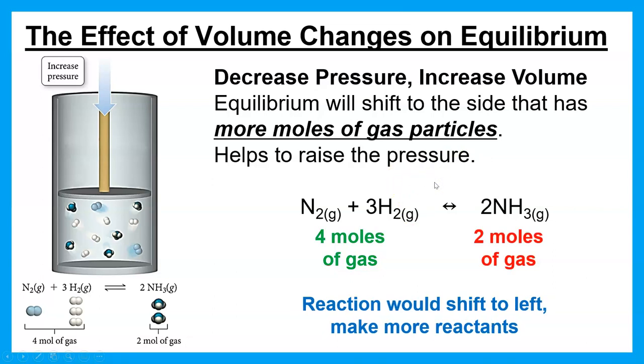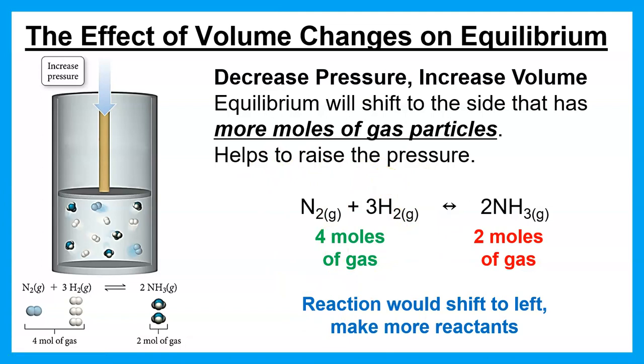And it works going the other way too. If we lower the pressure, we raise that volume up, now those particles are too far away from each other. They're not crowded enough. So this time it's going to shift towards the left to try to make more gas to fill up all that empty space, to find that new equilibrium position.